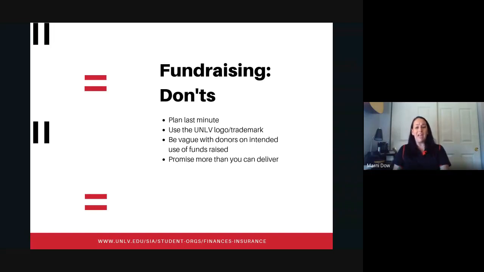We also don't want them to be vague with donors about what money is going to be used for. If they just say, well, it's going to go to support our organization, a donor wants to know in what way. So a better explanation might be, we're going to use these funds to put on a fashion show, or we're going to use these funds to travel to a competition or conference. But just saying we're going to use these funds in a general capacity doesn't typically spark donors to want to give the same way that a specific use would. And then never promise more than they can deliver when it comes to their fundraising opportunities.